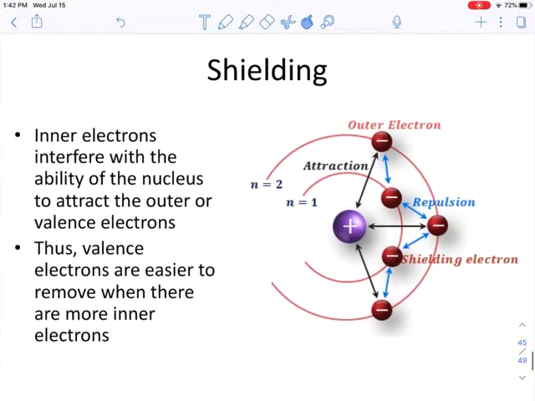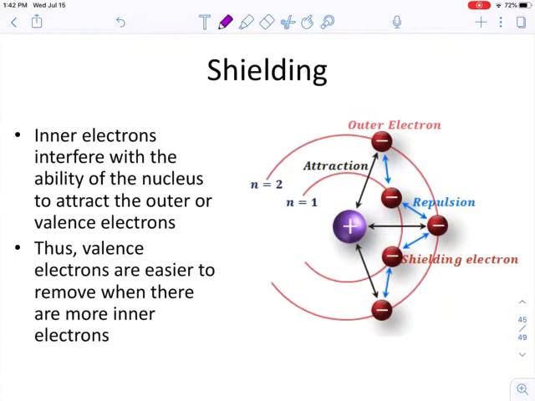Oh, one other factor here. Sorry, forgot to mention this. Shielding. All right, so there's another concept that they're going to throw at you, and that is the concept of shielding. And the idea of shielding is just what it says here, which is that inner electrons interfere with the ability of the nucleus to attract the outer electrons, and consequently, the outer electrons are easier to remove when there are more inner electrons there.